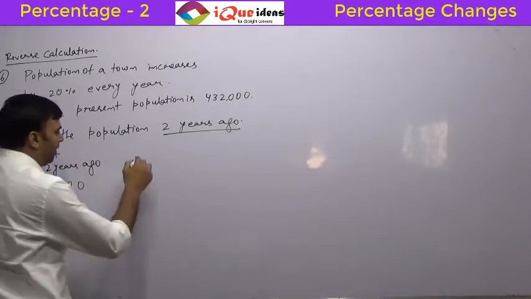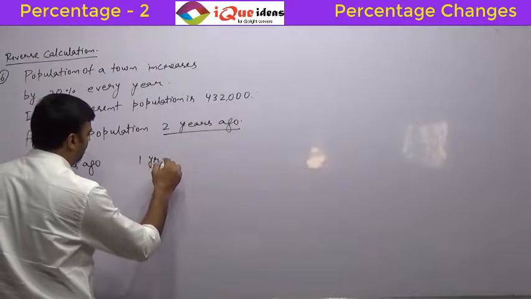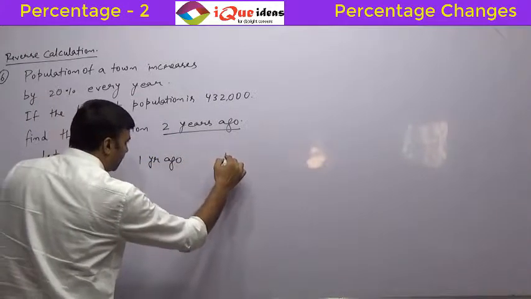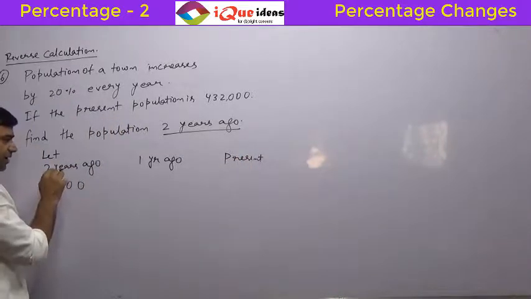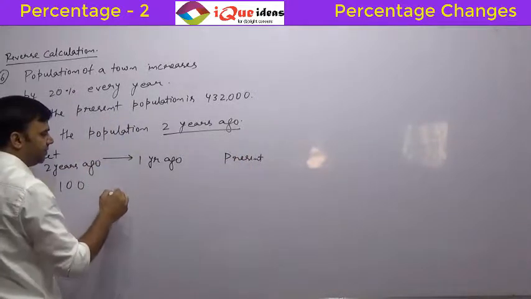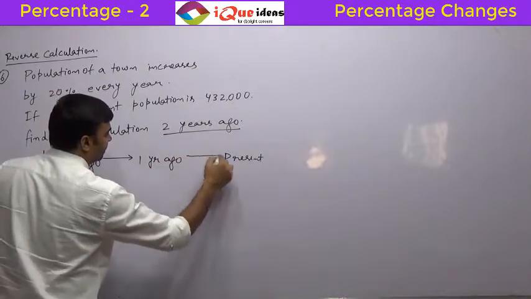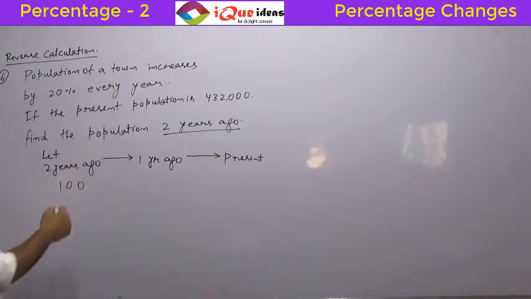Right? Then what will happen 1 year ago? What would have happened 1 year ago? What would happen at the present situation? Let's see. One thing we know is that from 2 years ago to 1 year ago, it is a forward situation. From 1 year ago to present, this is also a forward situation. So the calculation can be done.